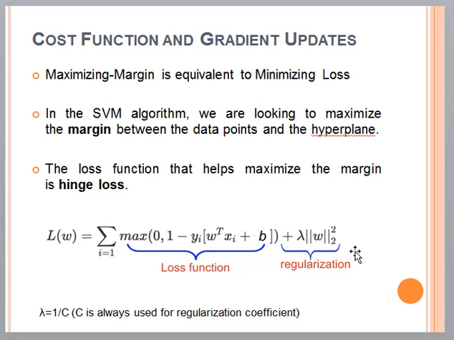This lambda term can be defined as lambda equals 1 over C, where C is always used as a regularization coefficient. I hope you have also practiced on the Google Playground. You have seen that as a regularization coefficient we have different values. So we treat this regularization as a hyperparameter. Similarly, this is treated as a hyperparameter again in SVM, and we look for a coefficient here which helps us to obtain the required objective function.